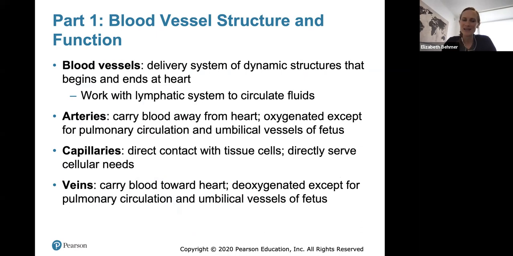So this will be on blood vessels, so arteries, veins, and capillaries. And we'll look at their function and their structure. So blood vessels include the entire delivery system of the dynamic structures that begin and end at the heart. They will work with your lymphatic system to circulate all fluids, blood, lymph.